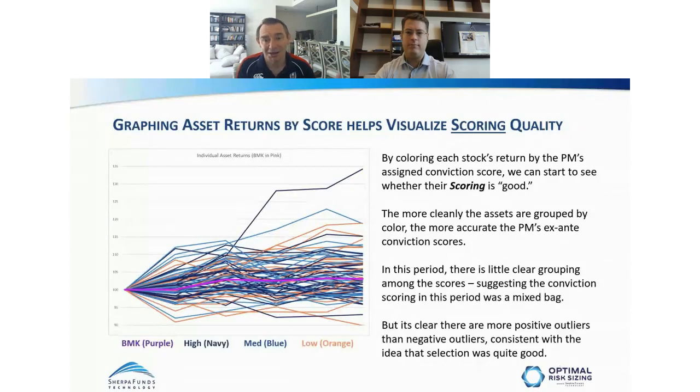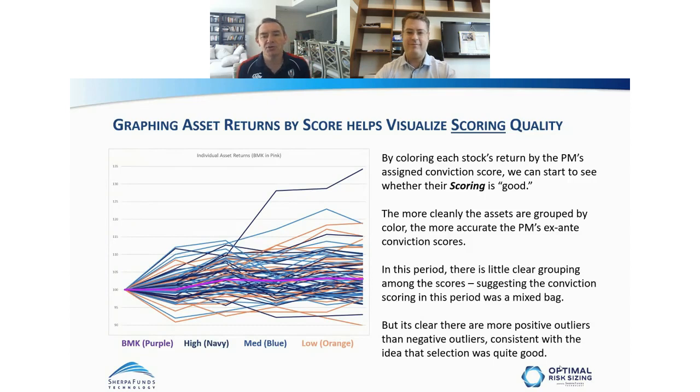And so, again, it sounds quite trivial, but if you draw a picture, and this time each line represents one asset, and we look at the return on that asset over the time period, and we just color the lines according to conviction. In this case, we haven't benchmarked everything. Benchmark is the purple line. The high conviction lines are the dark blue. The medium are the sort of middle blue, whatever you call it, and the orange are the low conviction.